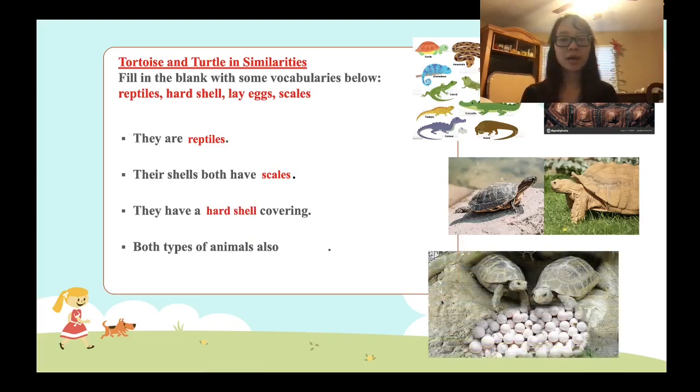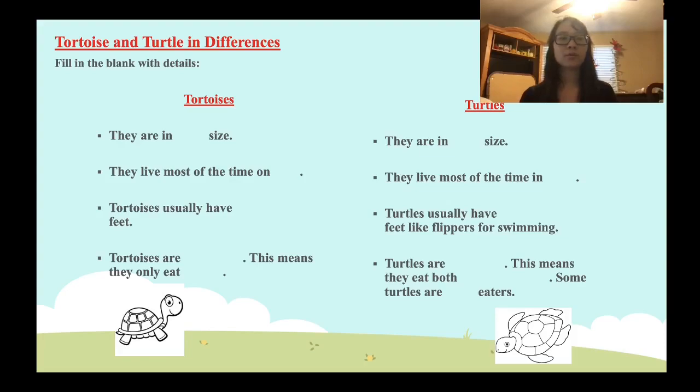And both types of animals also, what picture do you see? You see the egg, so they also lay eggs. So we will do the next worksheet to write down about tortoise and turtle differences.